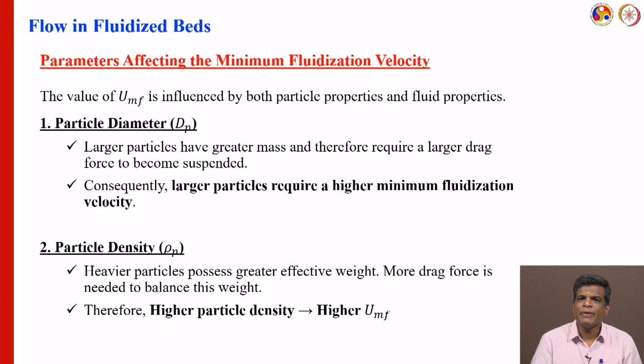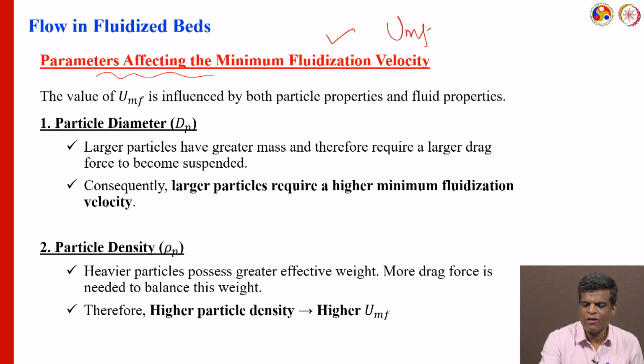So what are the parameters affecting the minimum fluidization velocity? There are so many parameters, and we are seeing so many equations. There is fluid density, particle diameter, particle density, viscosity, velocity, all these are parameters. But here, which parameters affect the minimum fluidization velocity, UMF?